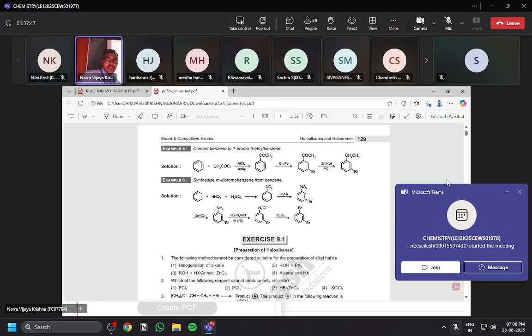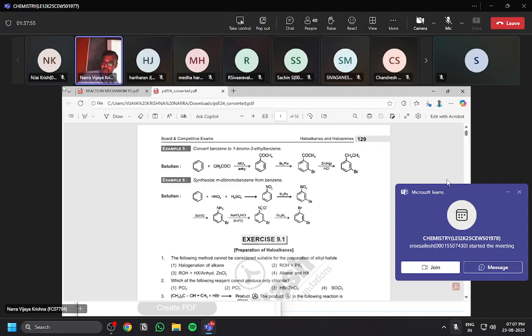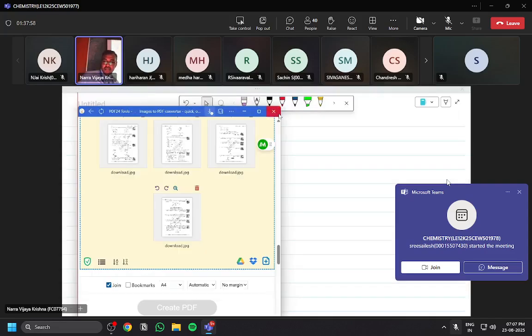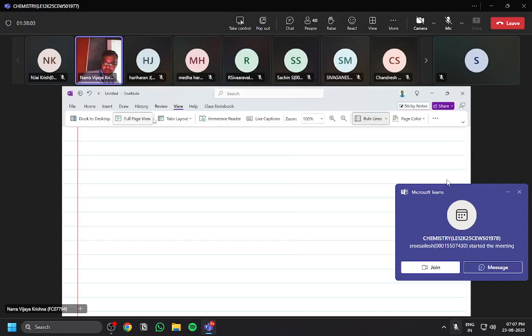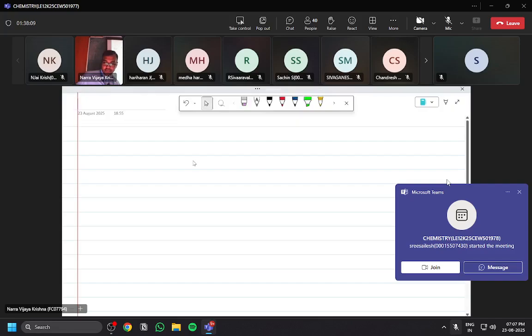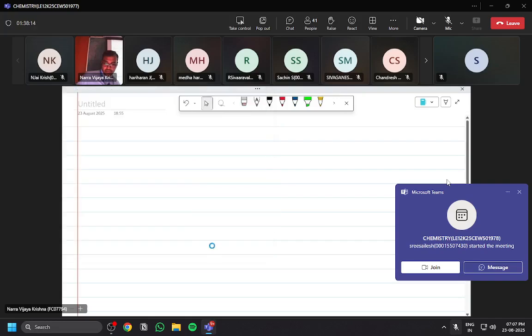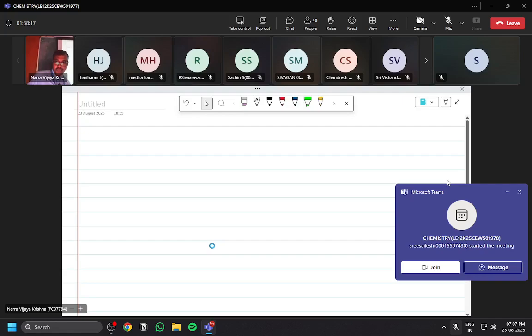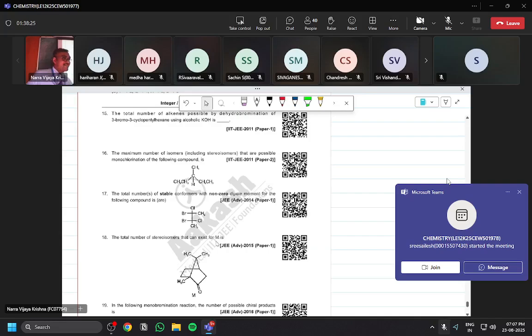Open. It is downloading it as a .download something. That file name, if I change now, it is opening. So now I will close this. This also will close. I have to insert it, right? Perfect.